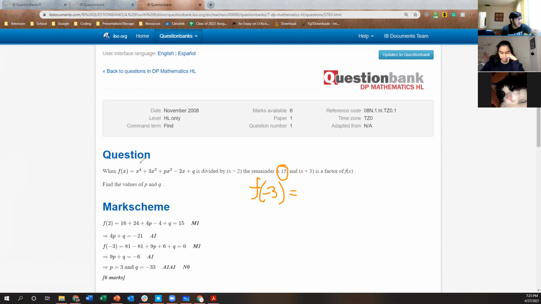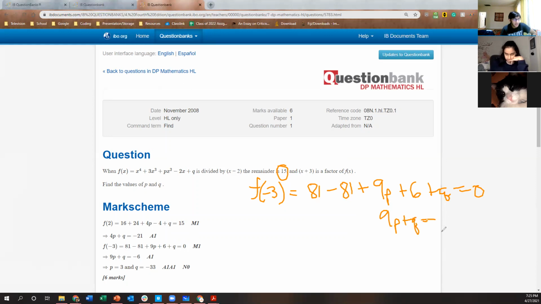f of -3, which is going to equal 81, that'll essentially be minus 81, I believe, right? Negative 3 cubed times 3 is negative 81, right? Okay. And then 9p minus 2 times, so that'll be 6 plus q, and that has to equal 0. So that means we know that 9p plus q equals negative 6.